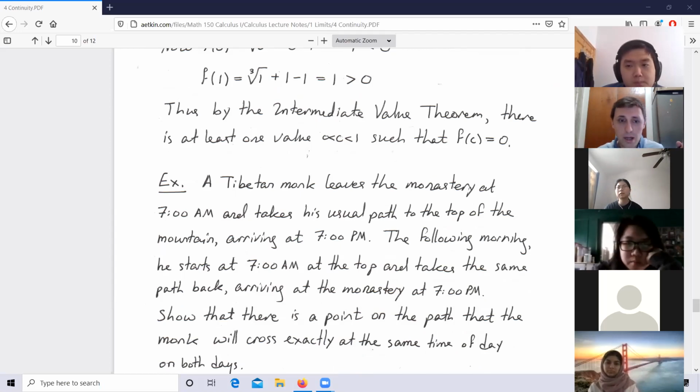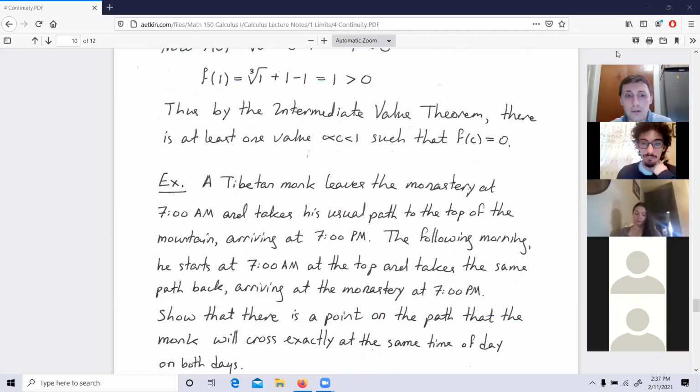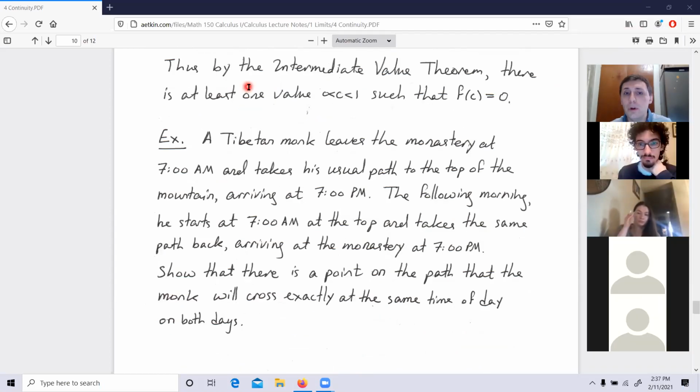There's potential. Let me ask you this question, which we will answer during the next lecture, not right away. Yes, guys? So this is the question. Ready? Think about it very carefully. So we have a Tibetan monk, and this monk leaves the monastery at precisely 7 a.m. and takes his usual path to the top of the mountain, arriving at the top of the mountain at 7 p.m. Good? That's one day.